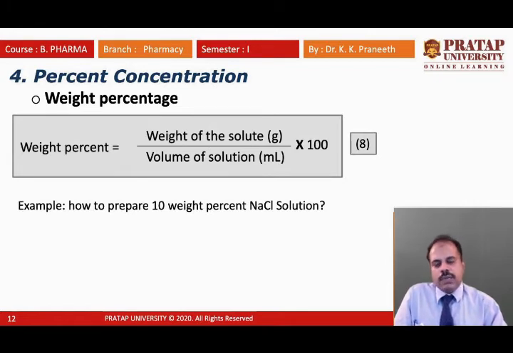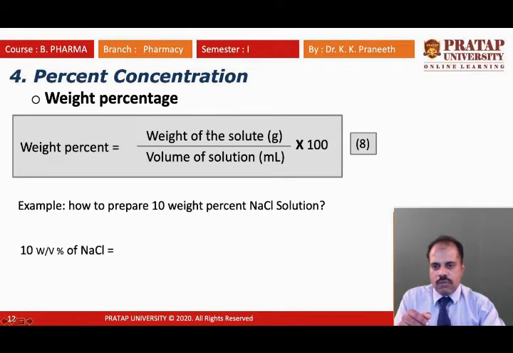First, for the weight percentage, how to calculate the weight percentage. The formula is weight percentage equals weight of the solute divided by volume of solution into 100, right? So let's see an example: how to prepare the 10 weight percentage of sodium chloride. So what is sodium chloride? Sodium chloride is a common salt, right? Salt we use for everyday use. So how to prepare a 10 weight percentage of sodium chloride in this example, how to calculate this.